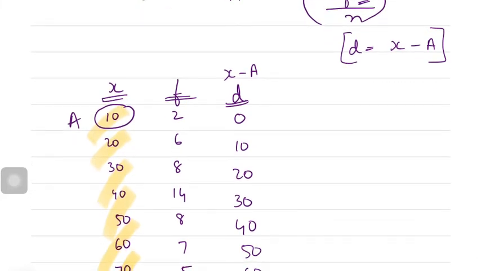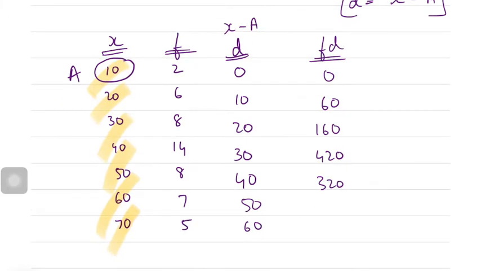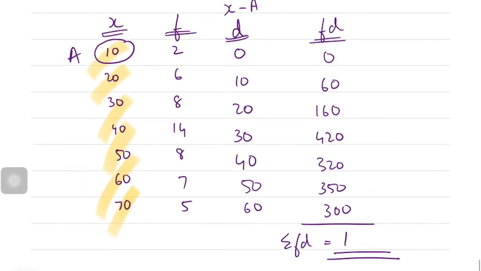And I want summation fd, right? So next column will be f into d. So 2 into 0, 0. 6 into 10, 60. 8 into 20 is 160. 14 into 30 is 420. 8 into 40 is 320. 7 into 50 is 350, and 5 into 60 is 300. When you total this, it comes to 1610.